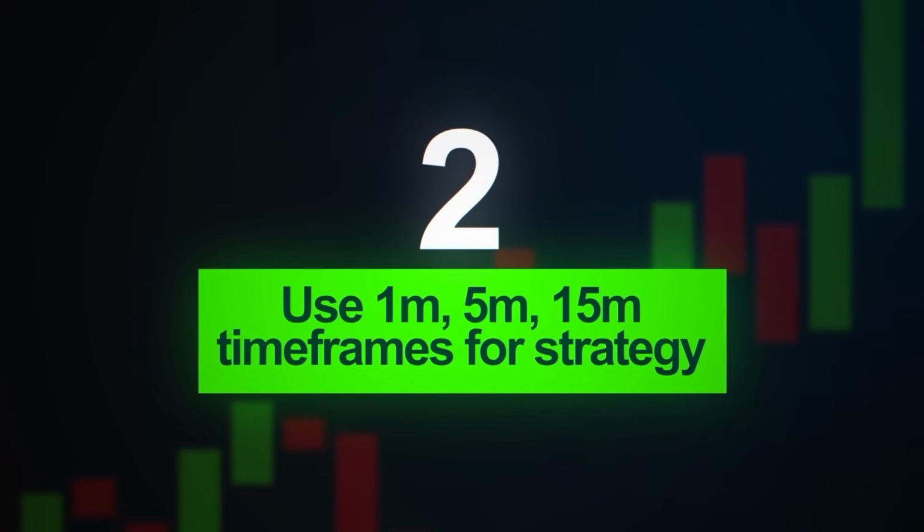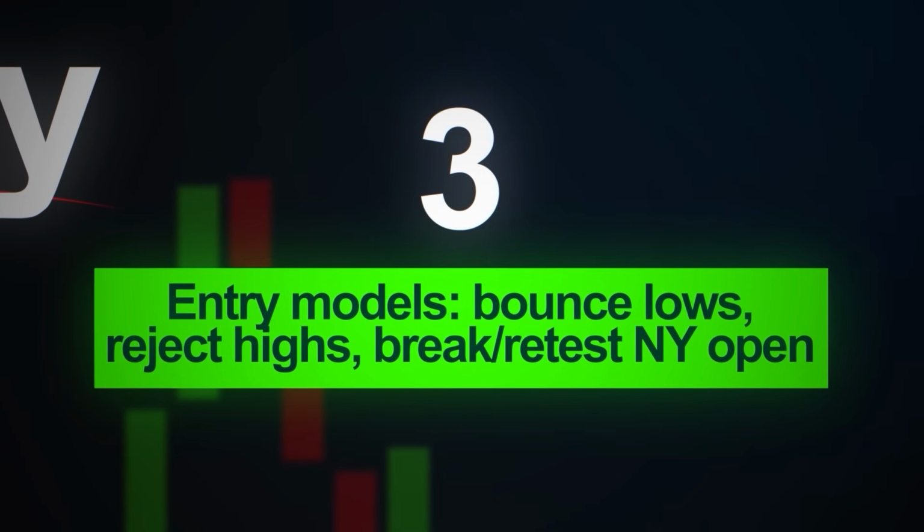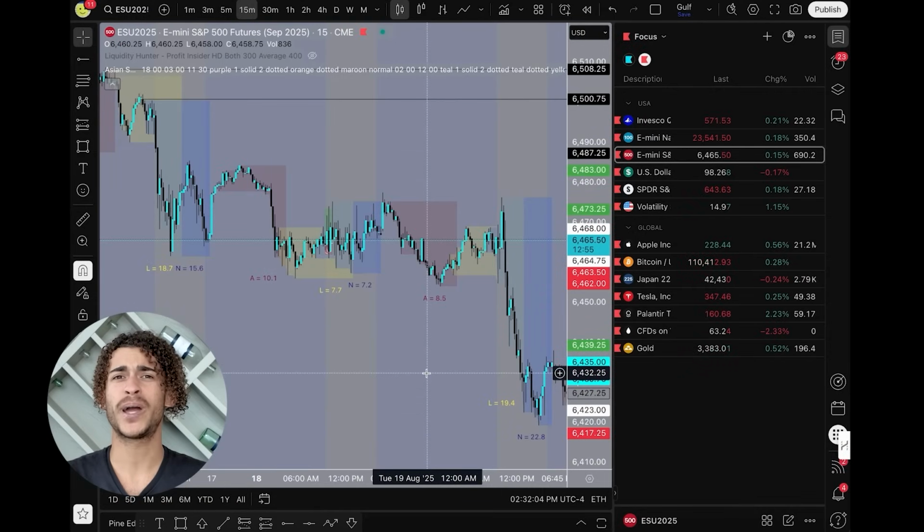I'm going to discuss the time frames that we use when trading the strategy, the 1 minute, 5 minute, and the 15-minute time frame, and I'm going to teach you the different types of entry models that we can use: bounces off lows, rejections off highs, or a break and retest of the New York Open. And finally, we're going to take a look at some examples and exactly how to execute this strategy in real time. The most important part about the strategy is liquidity.